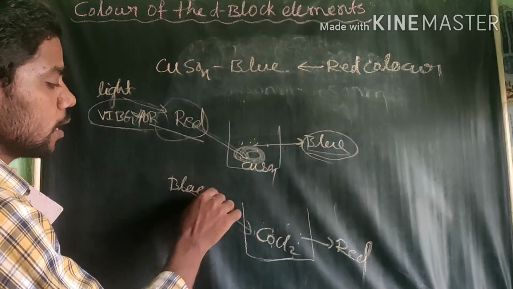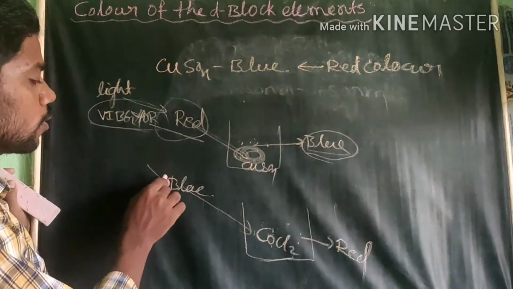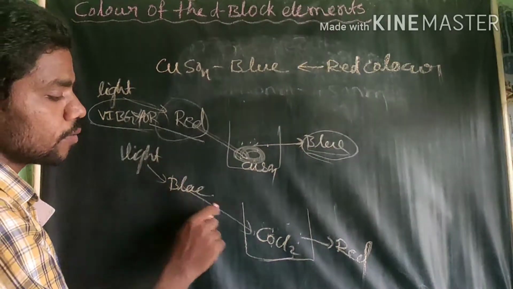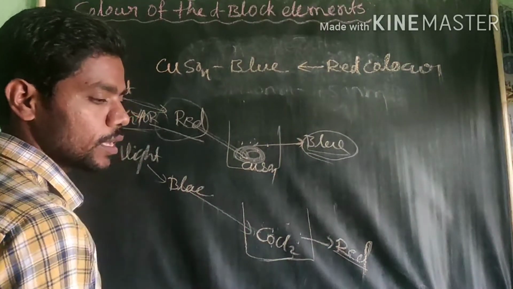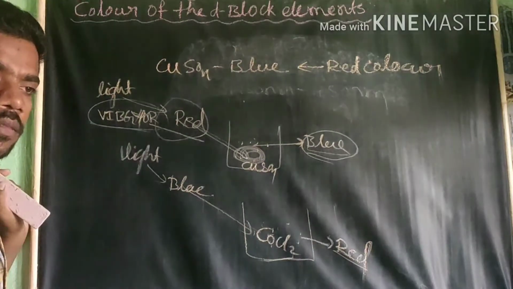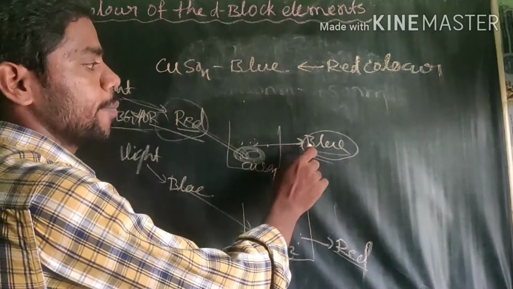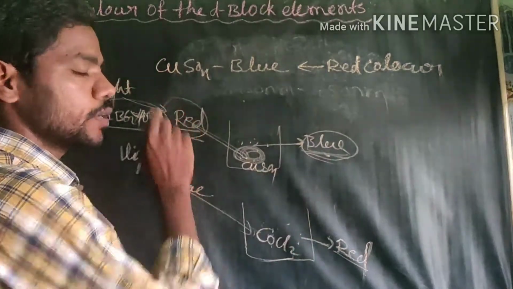Therefore, this color is from the light. The light consists of 7 colors. In that, the compound absorbs only blue color and gives the red to the compound. Therefore, dear students, that's very important. Here one thing you observe: red color is complementary to blue, and blue color is complementary to red.